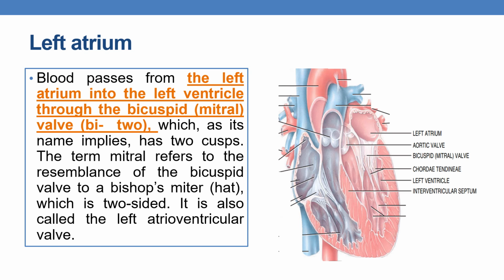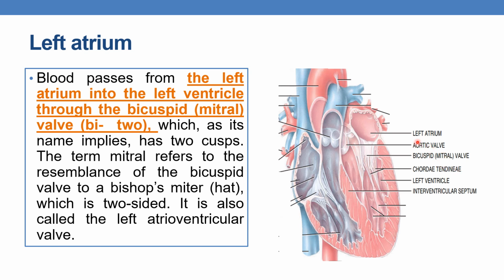And the blood passes from the left atrium into the left ventricle through the bicuspid valve. It passes from the right atrium into the right ventricle through the tricuspid valve. For that, you have to remember RTC. And when it comes to the left atrium, this is the left atrium. The blood passes from the left atrium into the left ventricle through the bicuspid or mitral valve.